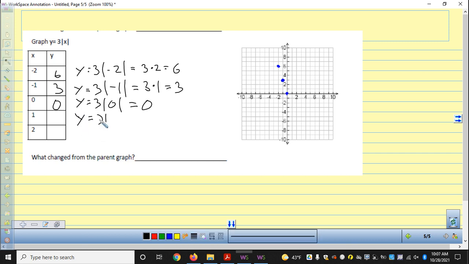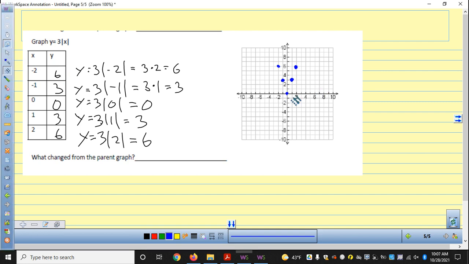Y equals 3 times the absolute value of 1, which is 3. And y equals 3 times the absolute value of 2, which is 3 times 2, which is 6. And we'll connect that with a straight line. Like so.